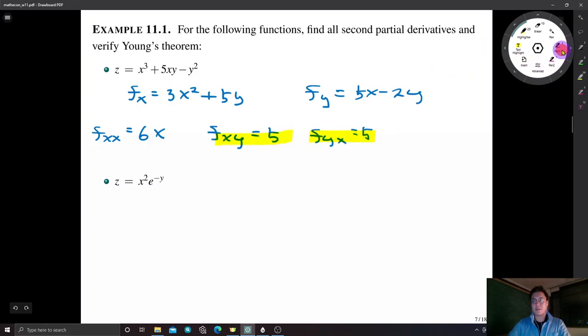And note that these two cross partials are equal to each other. This is not a coincidence. That is a special example of Young's theorem. Okay? And finally, f sub yy. So y is a variable, x is a constant, and then the derivative is negative 2.